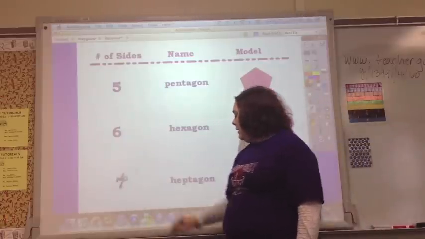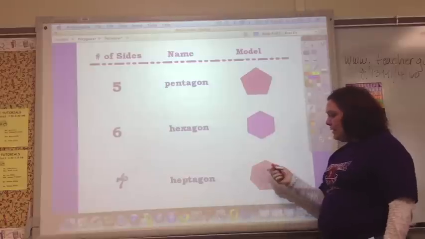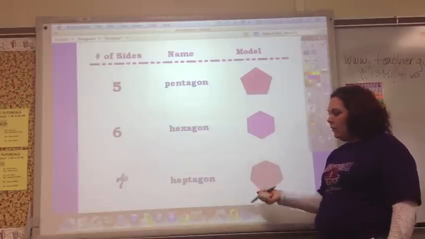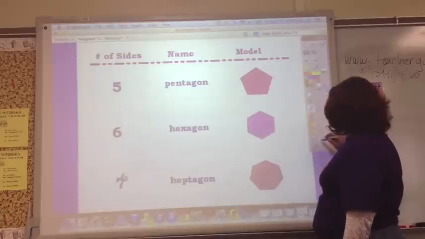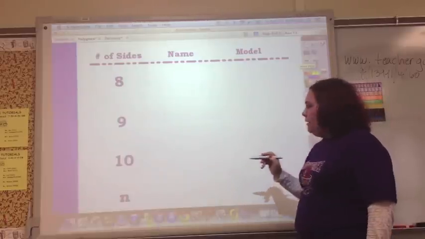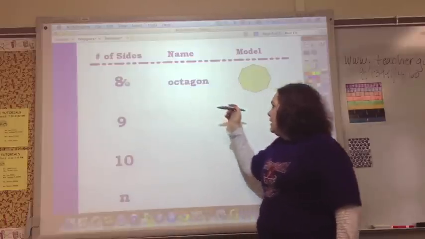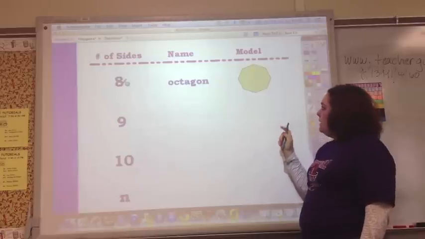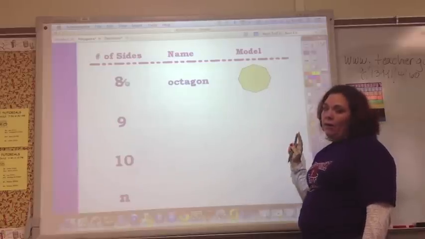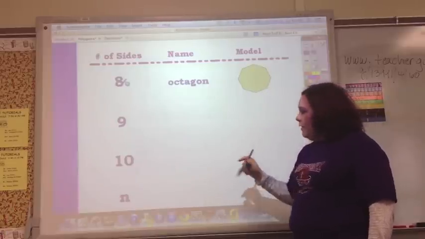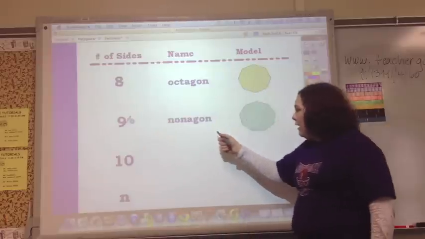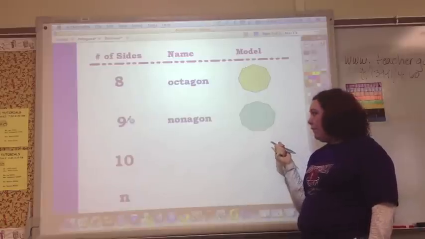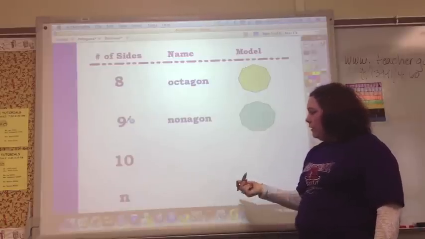And then a heptagon has 7 sides. We really won't see much application of this, but I wanted to include 7 for you. And then there's 8, which is an octagon, which is like the shape of a stop sign. And this is a regular octagon because all the sides are equal. And then we have a nonagon, which is 9 sides. And again, you don't hear about it very often, but we included it in the chart.